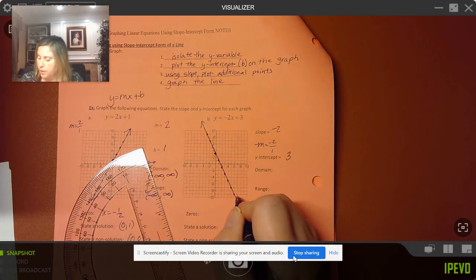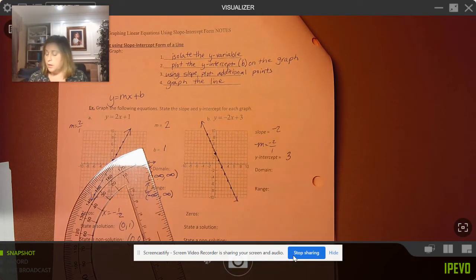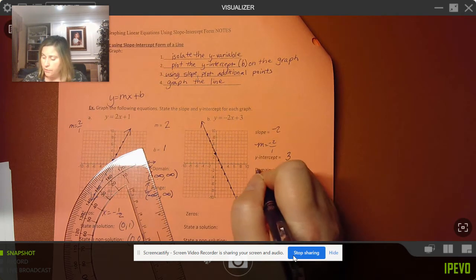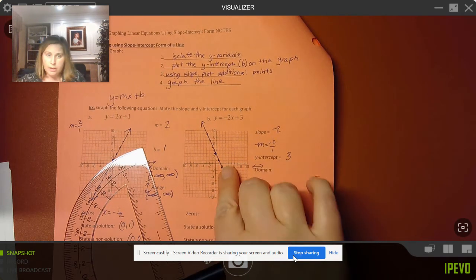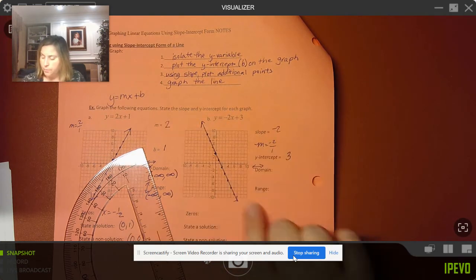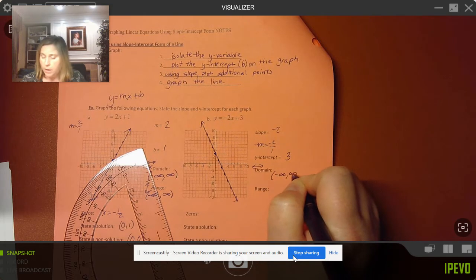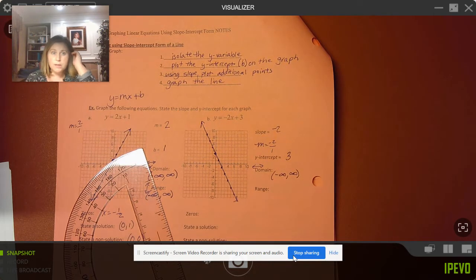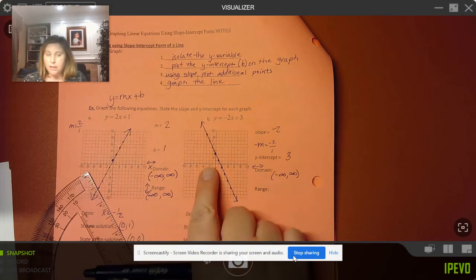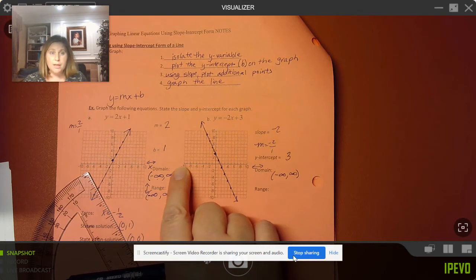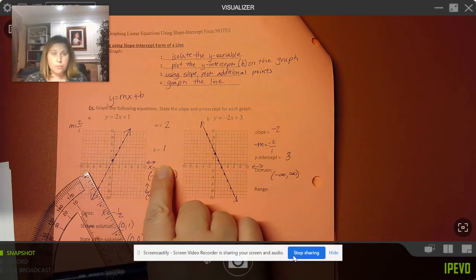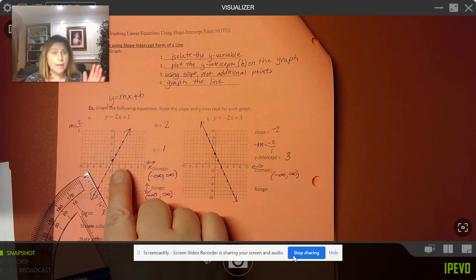Extend your line to the end of each side. Domain. So remember, domain is how far left, how far right. Well, our line goes left forever. It goes right forever. So our domain is -infinity to infinity. And remember, if that's confusing, think of your x values. Can I keep going left forever with x values? Will my line exist forever as I move left? Yes, it will. It just gets higher and higher.